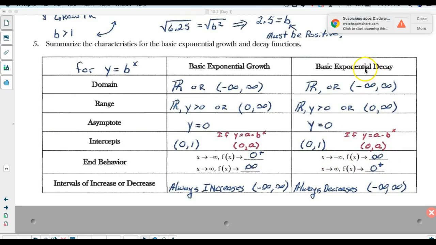Now, exponential decay. As I come from the left, as x is really, really small, way over here on the left side, it's coming down, so it's a really big number. But as x gets bigger, as I move to the right, my function will come down to 0 from the top side. And if it's a decay function, that function is always decreasing, so it's decreasing from negative infinity to infinity. We'll take off from here tomorrow.